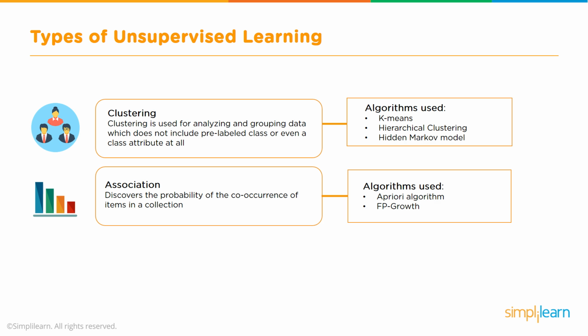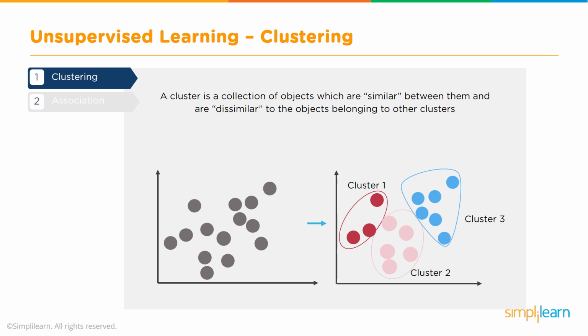The major types of unsupervised learning are clustering and association. Clustering is used for analyzing and grouping data which does not include a pre-labeled class or even a class attribute at all. The most common algorithm is k-means. Two other common algorithms used for unsupervised clustering are hierarchical clustering and the hidden Markov model. Association discovers the probability of the co-occurrence of items in a collection. The most commonly used algorithm for that is the Apriori algorithm, and there's also the FP-growth algorithm. Let's take a closer look at unsupervised learning and clustering.